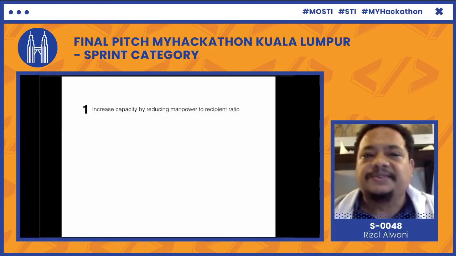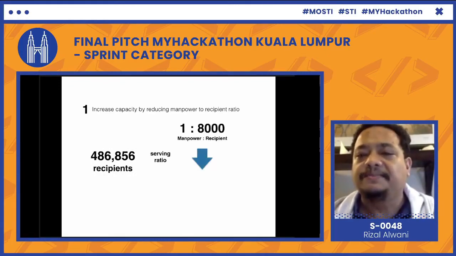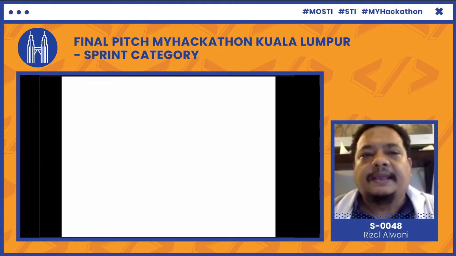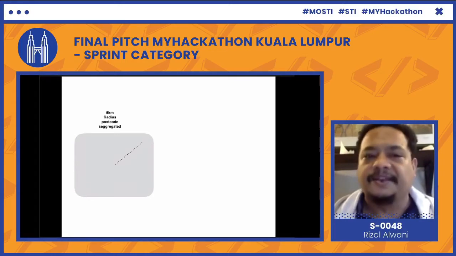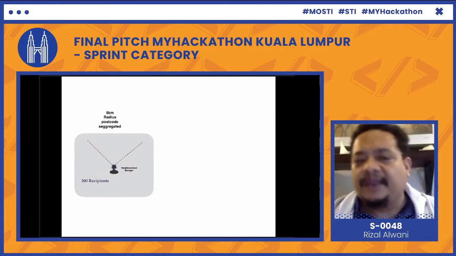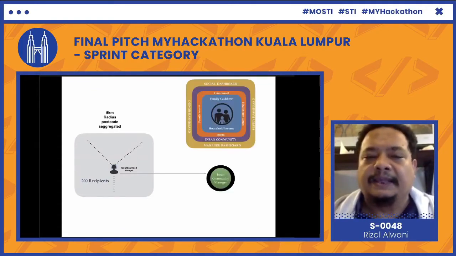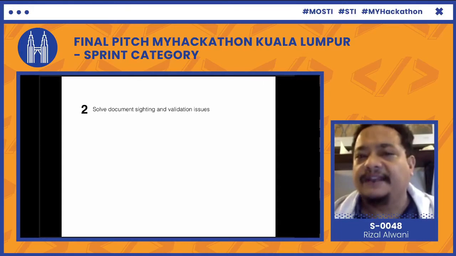So our solution is to increase the capacity by reducing the manpower to recipient ratio. What we will do with our solution is to reduce 1 to 8,000 manpower to recipient to a 1 to 200 ratio. How we're going to do it is by zoning out a 5-kilometer radius, which is postcode segregated, and we will identify a neighborhood manager who will be able to handle up to 200 recipients. The neighborhood manager will utilize our system to register and monitor the beneficiaries throughout the year, and will give monthly reporting.